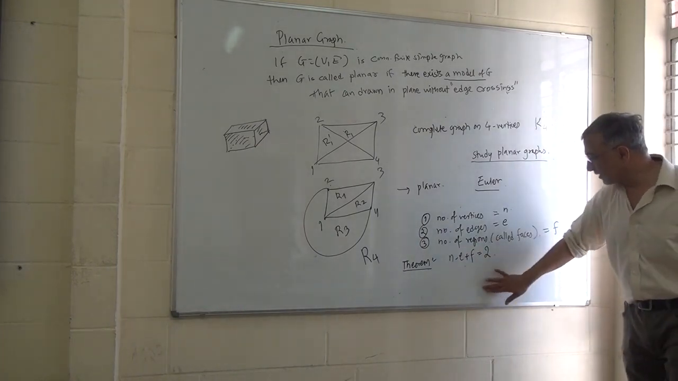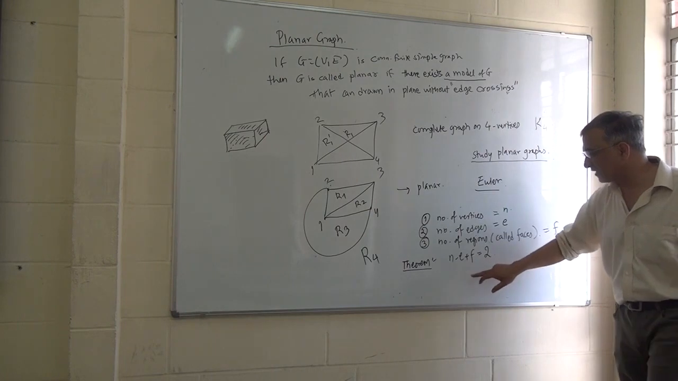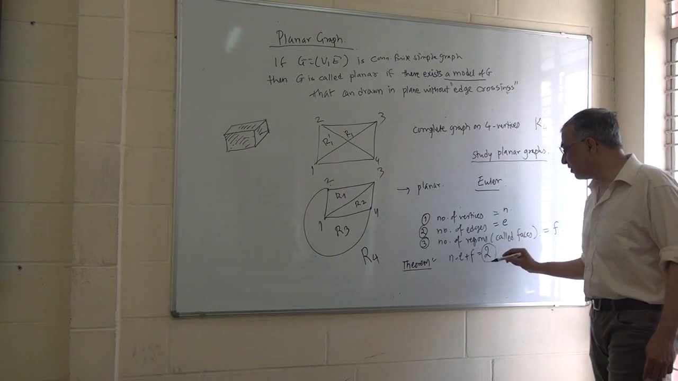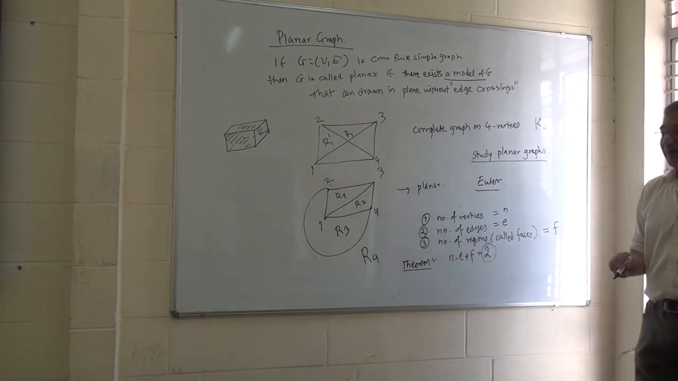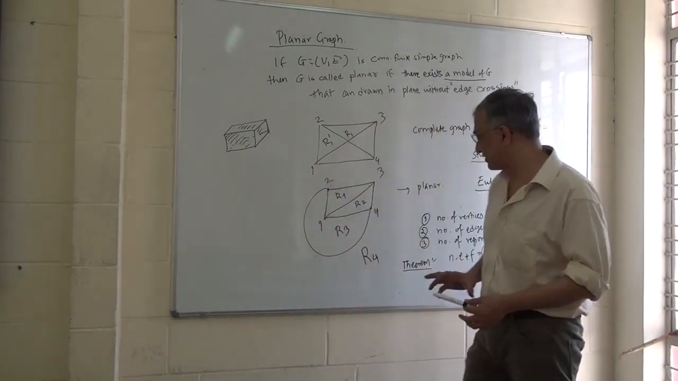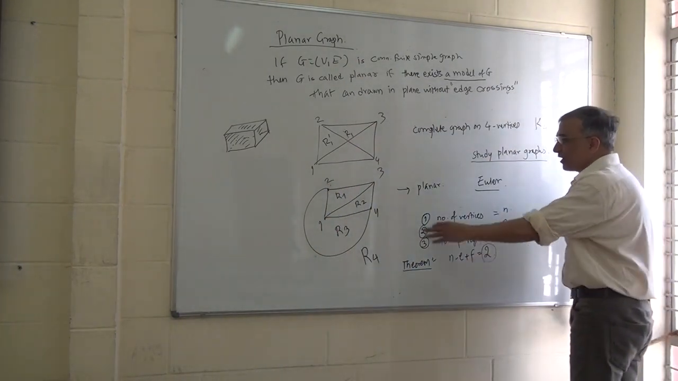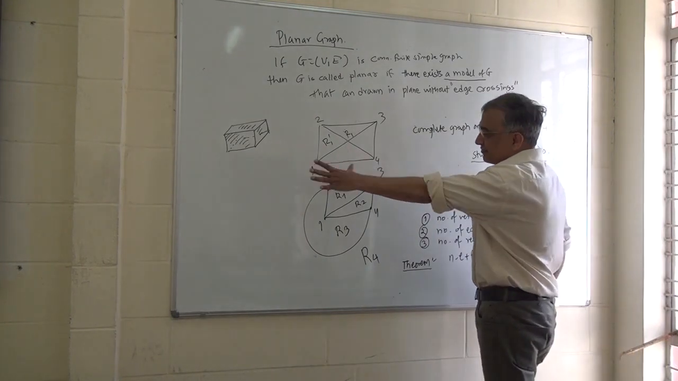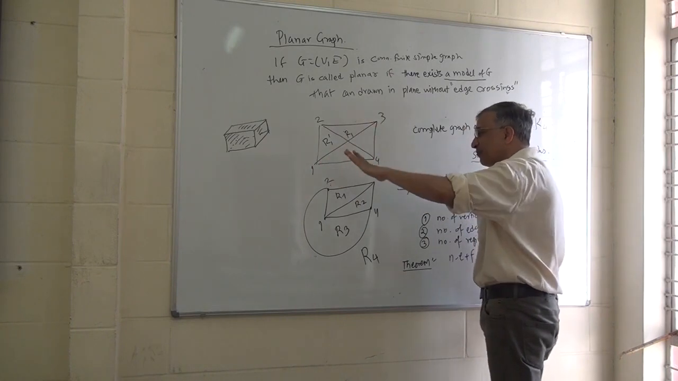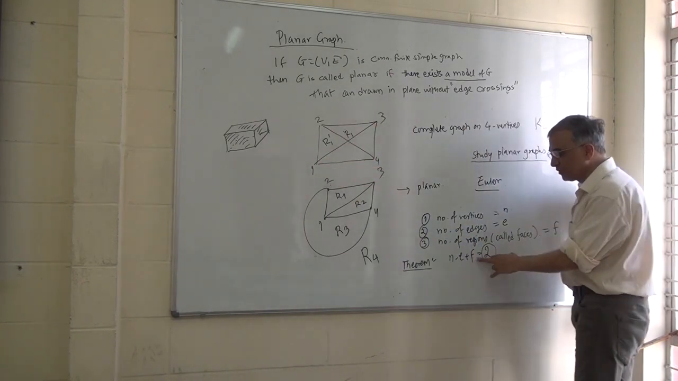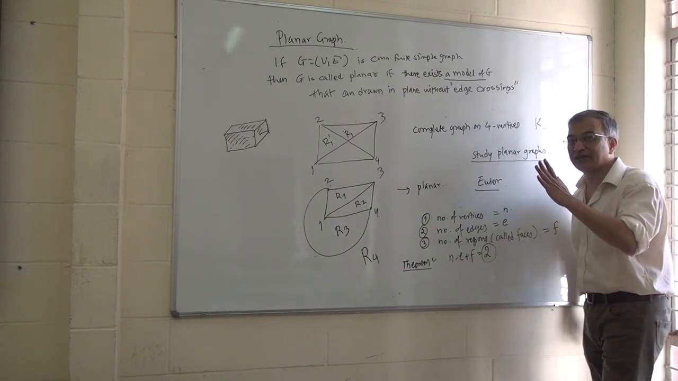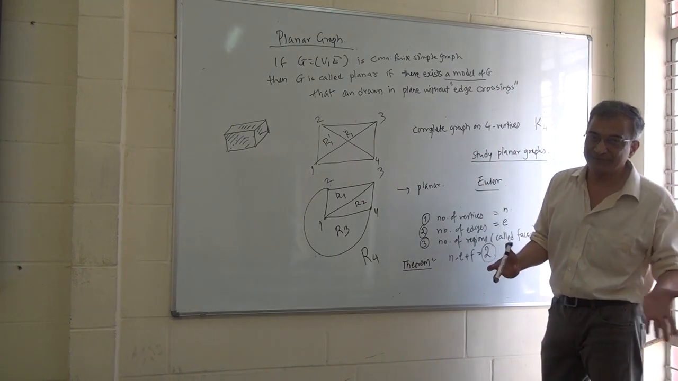There are many things that you can see from this equation, but one of the most striking things is that on the right hand side we get a number which is independent of the graph G. This is a very deep observation. Here you may draw millions of different planar graphs. Each one may have a different number of vertices and a different number of edges. But then the faces have to be such that this equation gives you something which is constant, independent of whichever graph you have.